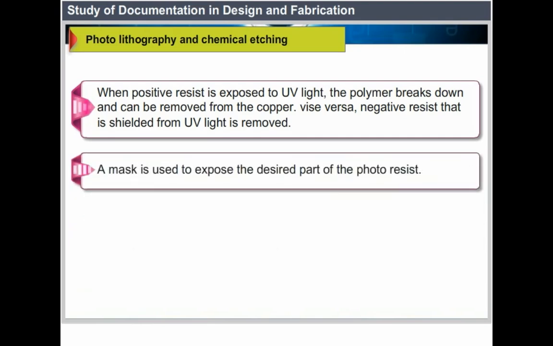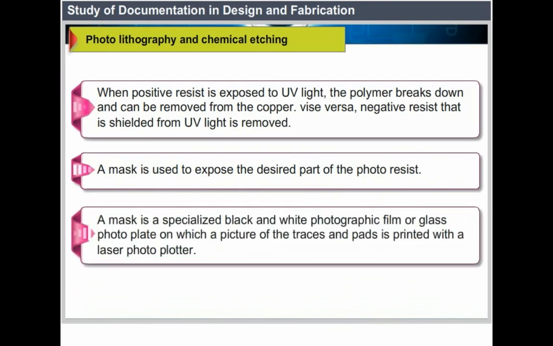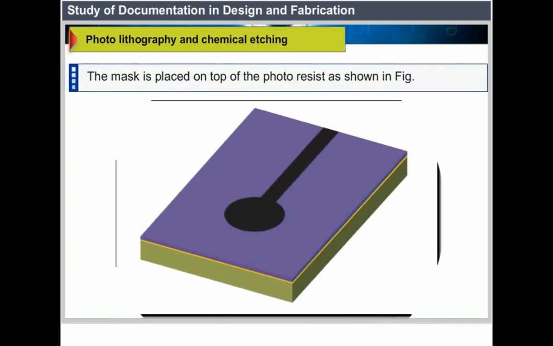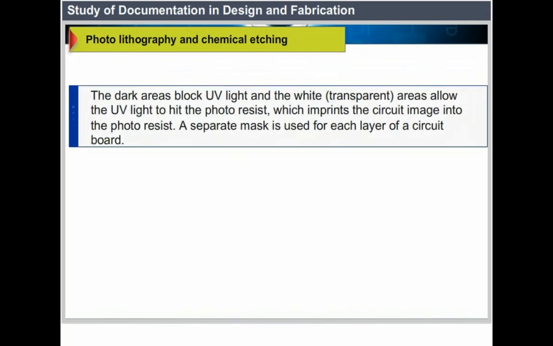A mask is used to expose the desired part of the photoresist. A mask is a specialized black and white photographic film or glass photoplate on which a picture of the traces and pads is printed with a laser photoplotter. The mask is placed on top of the photoresist as shown in figure. The dark areas block UV light and the white transparent areas allow the UV light to hit the photoresist, which imprints a circuit image into the photoresist.